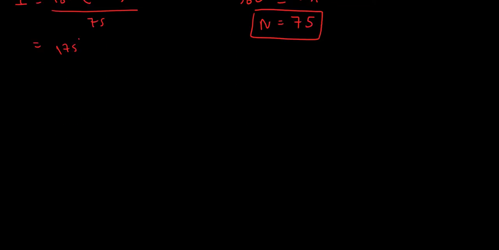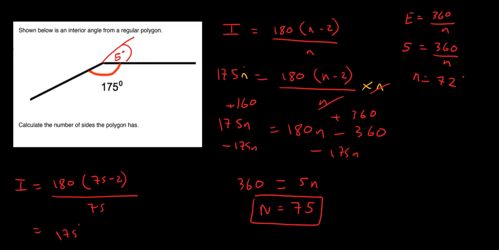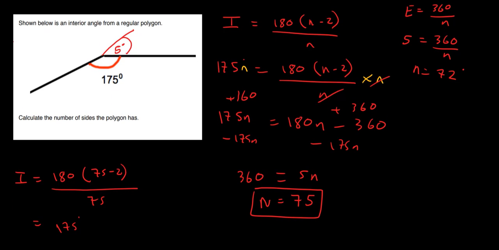Okay, and that is the end of the video. And who would know that a 75 sided shape has an internal angle of 175? Okay, brilliant. Keep up the good work, and I hope you're enjoying deductive geometry.